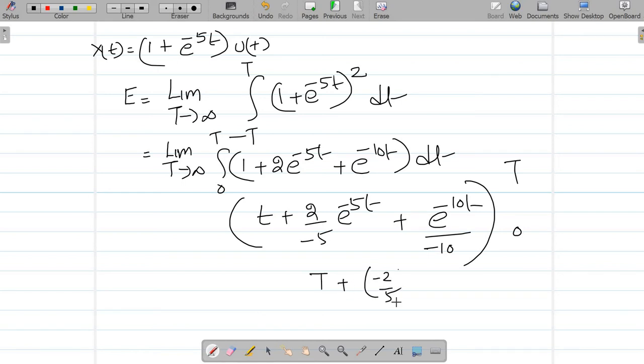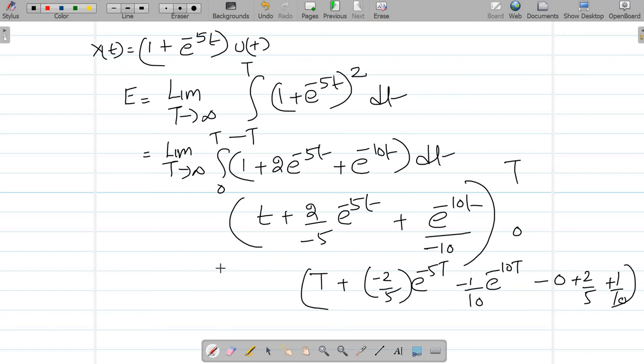Minus 2 by 5 e to the power of 5t, minus 1 by 10 e to the power of minus 10t, minus 0, plus 2 by 5 plus 1 by 10. So I end up getting this. However, when I apply the limit, this t will become infinity. So it doesn't matter what happens to the other terms. Ultimately the result is going to be infinity.